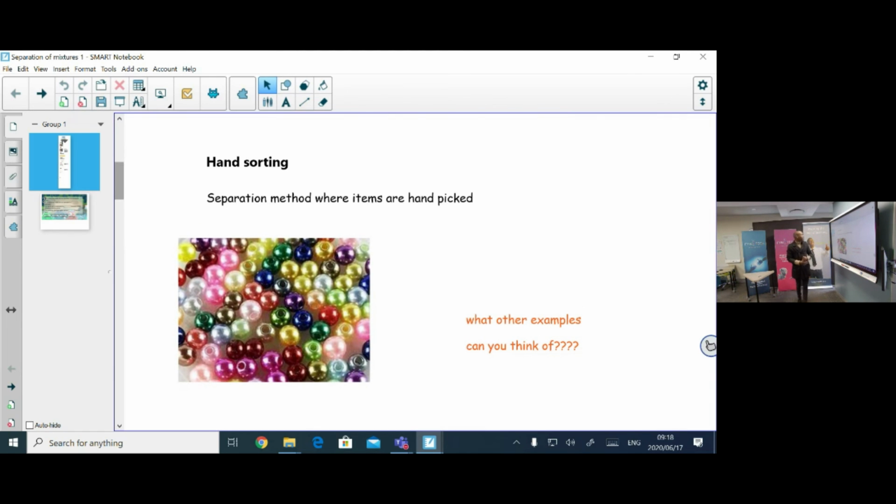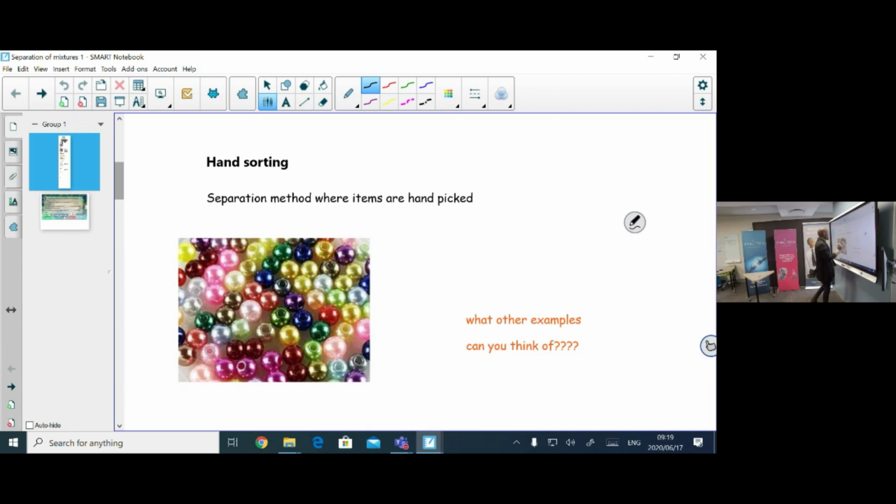The first one we're going to look into is hand sorting. Think of a glass bowl filled with varying colored beads, and you're trying to separate them by color. How would you go about that? You would separate these beads by color by picking out those that match and putting them aside. And that we call hand sorting.